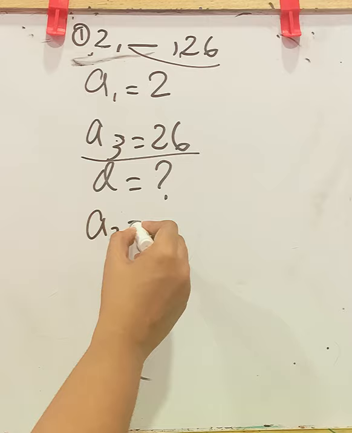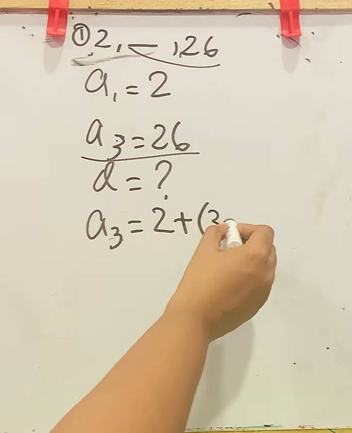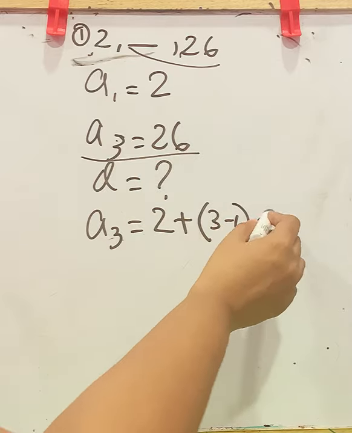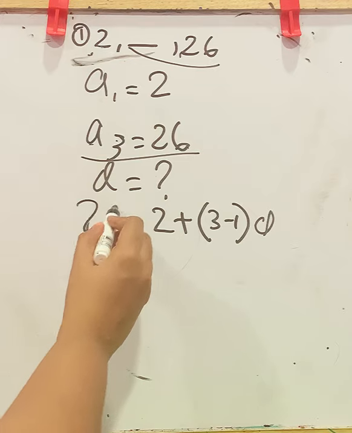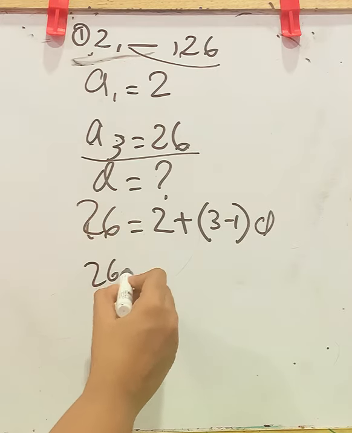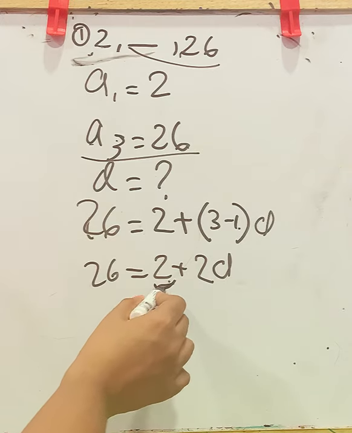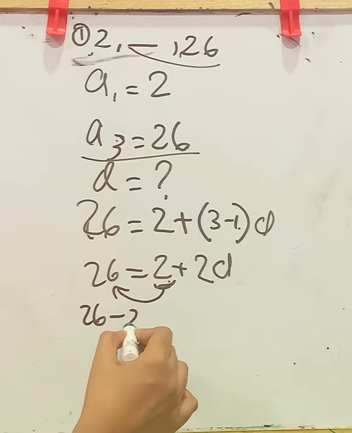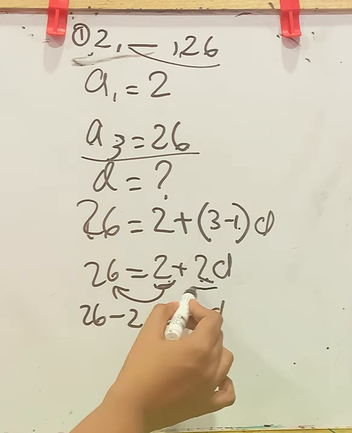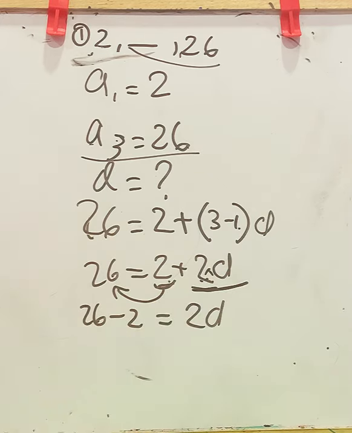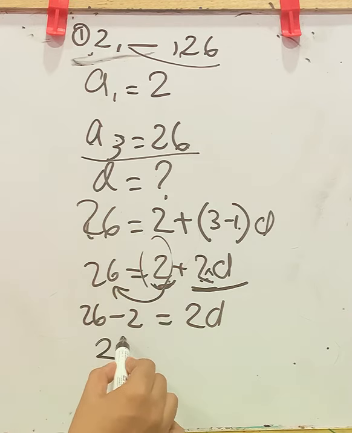a3 equal to a1 is 2 plus 3 minus 1 into d. a3 we know that is 26, so we will write here directly 26. 26 equal to 2 plus 3 minus 1 is again 2d. First take this 2 to the side: 26 minus 2 equal to 2d. Don't take this 2 first, because it is along with d, multiplication. So first you have to take this term and then do the operation.